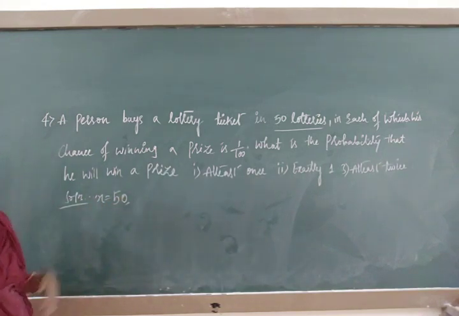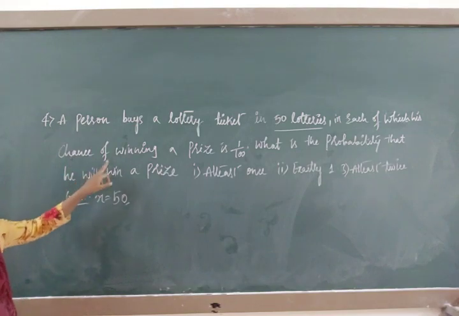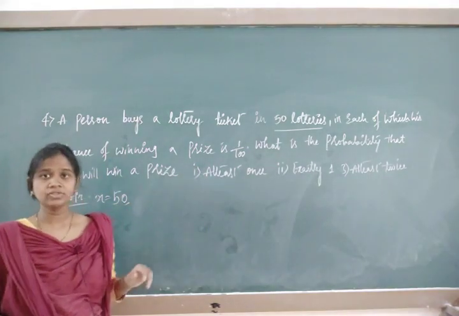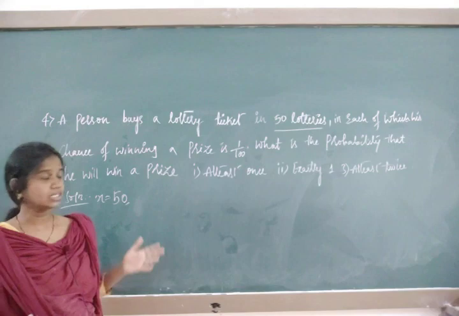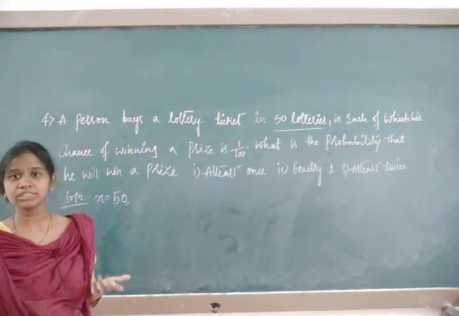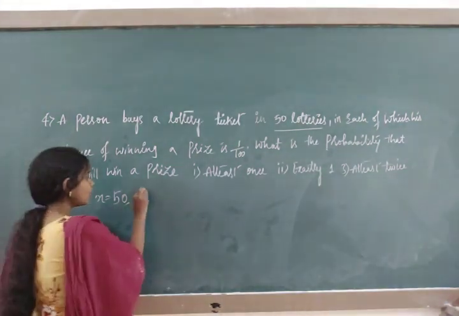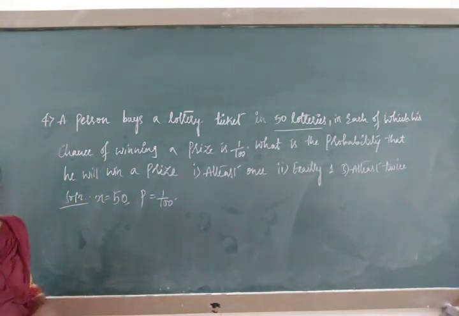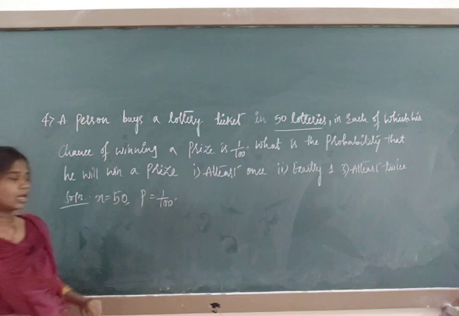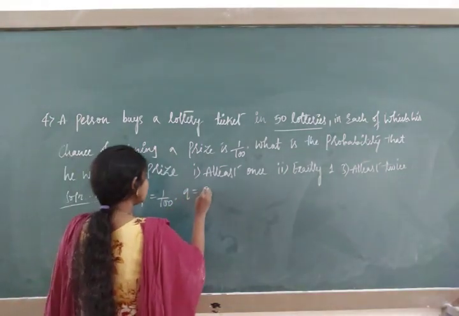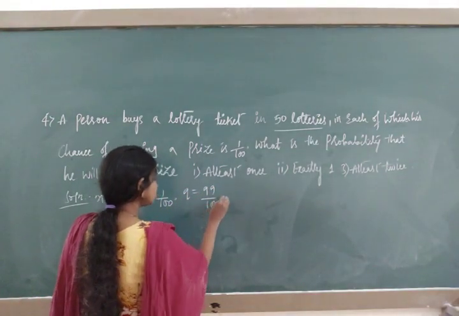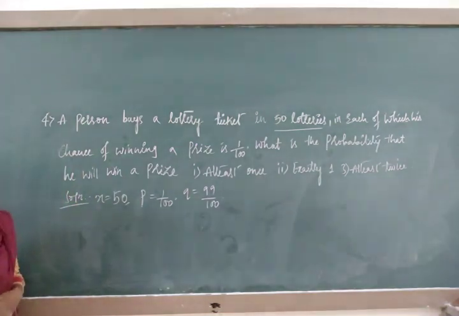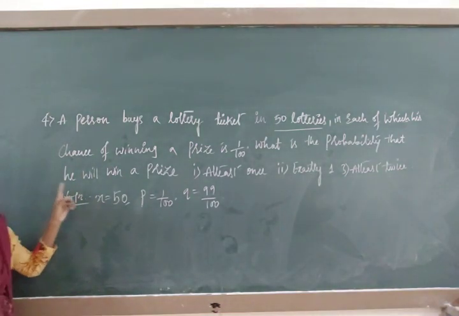Each of which has a winning chance for a prize of 1 upon 100, so its probability is already mentioned. The winning probability is the p value, so p will be 1 by 100. If this is his winning chance, what is the failure chance? 100 minus 1 is 99, so q will be 99 upon 100.